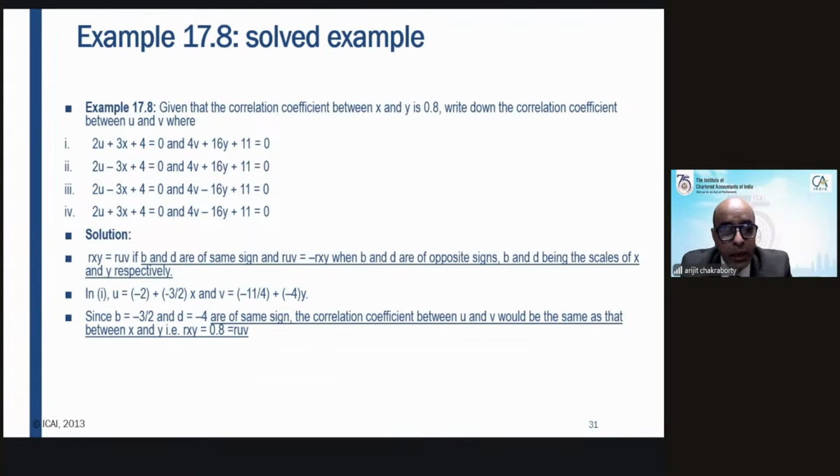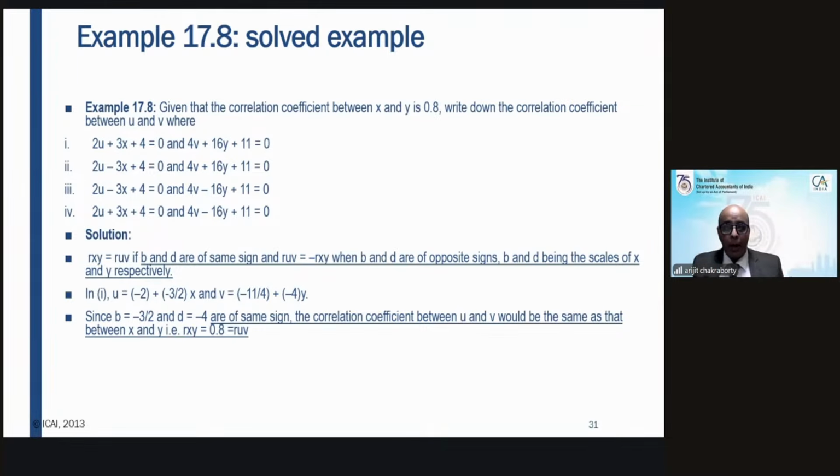So if B and D are of opposite sign, अगर B और D पॉजिटिव साइन है, that means अगर B भी पॉजिटिव है, D भी पॉजिटिव है, then correlation coefficient of X and Y will be equal to the correlation coefficient of UV, and the sign will be same.